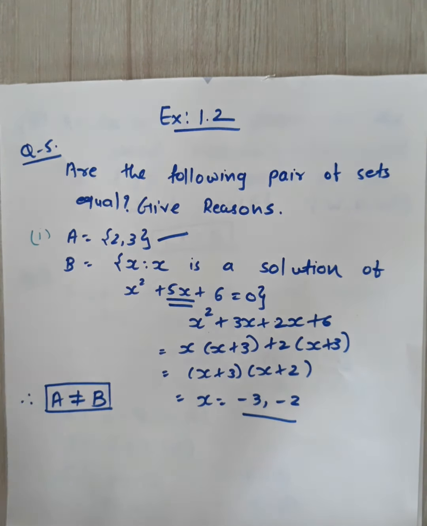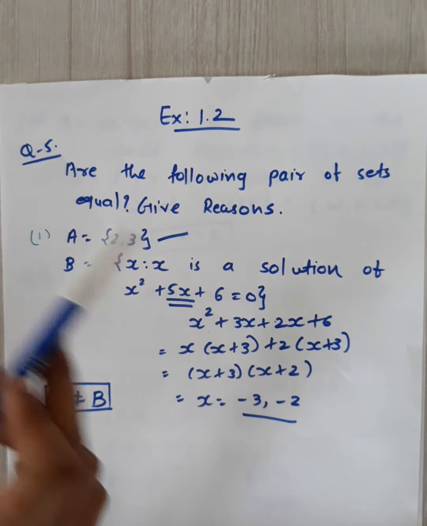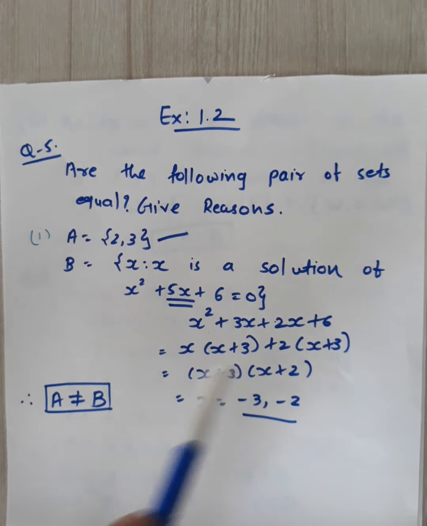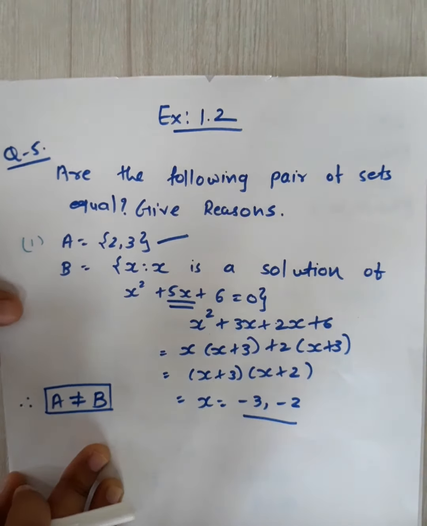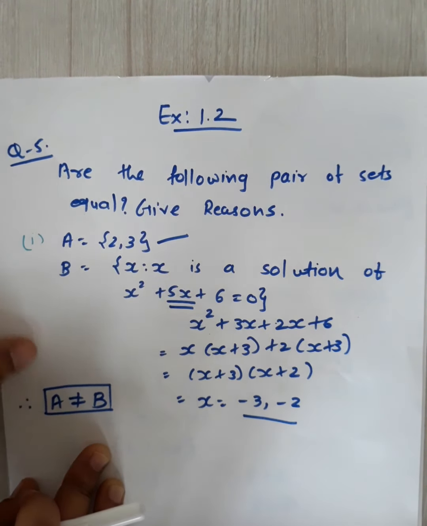Therefore A is not equal to B, because the condition is that all the elements of A must be in B and all the elements of B must be in A. Then and only then we can say that A is equal to B. But here 2, 3 is there and -3, -2 is there. So they do not have the same elements in both sets. That's why we can say that A is not equal to B. This is our first pair.